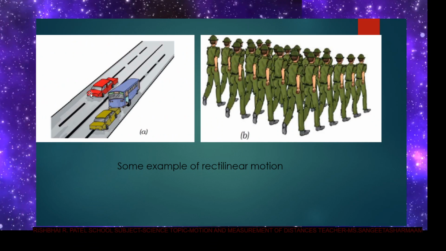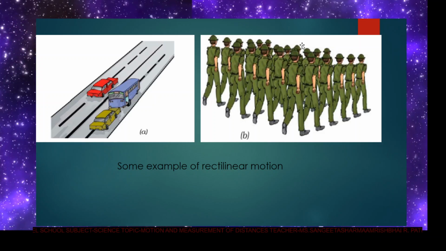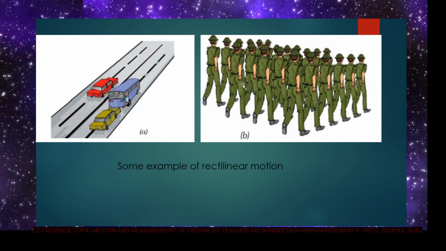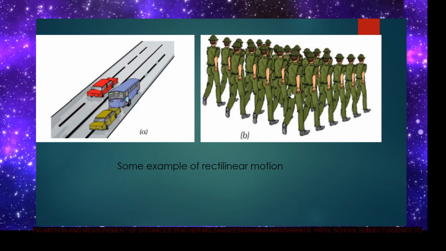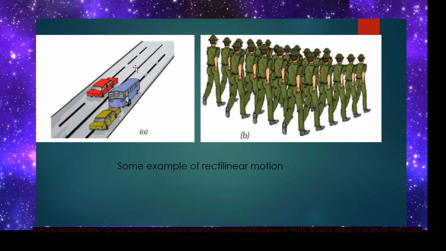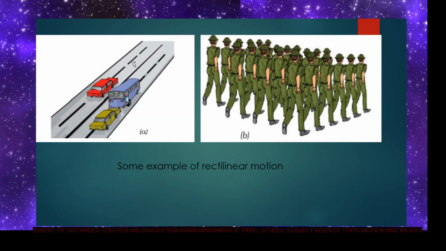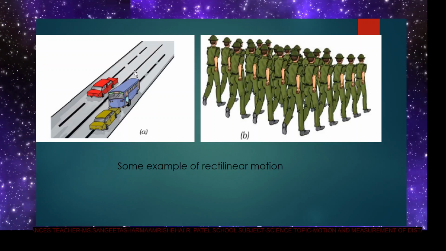Now, next we can see the pictures of rectilinear motion. Here we have discussed the example of the soldiers' march past. They are marching on a straight path. That is why we can say that this motion is rectilinear motion. And also we can say that the bus or the vehicles moving on a straight road, their motion is rectilinear motion.